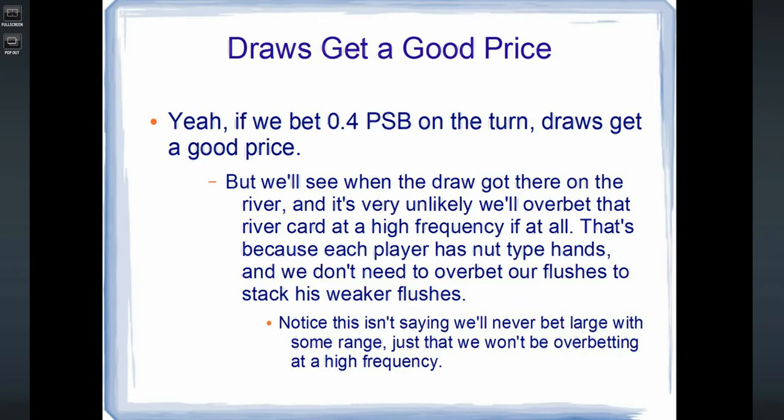Our opponent, if you're a good player and the flush gets there, it's not like you're going to spew off your stack when you had two pair or something on the river. You're just not going to do that. So it's okay to give your opponent a good price on the turn. You're not going to bet recklessly on the river when the draw gets there, but you will likely bet pretty big at a pretty high frequency when the draw does miss.